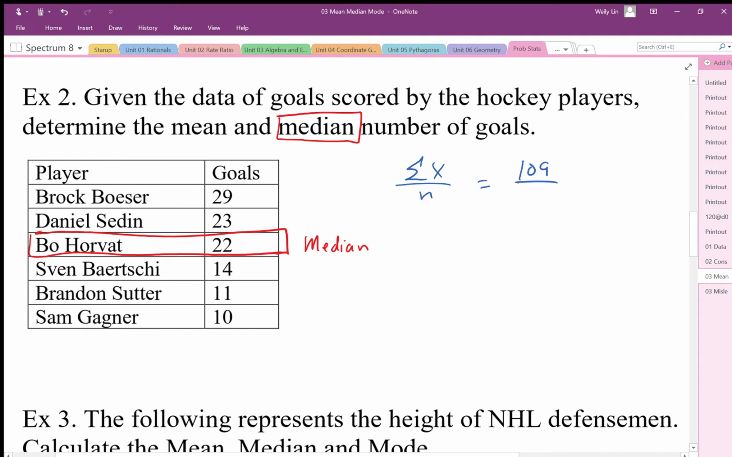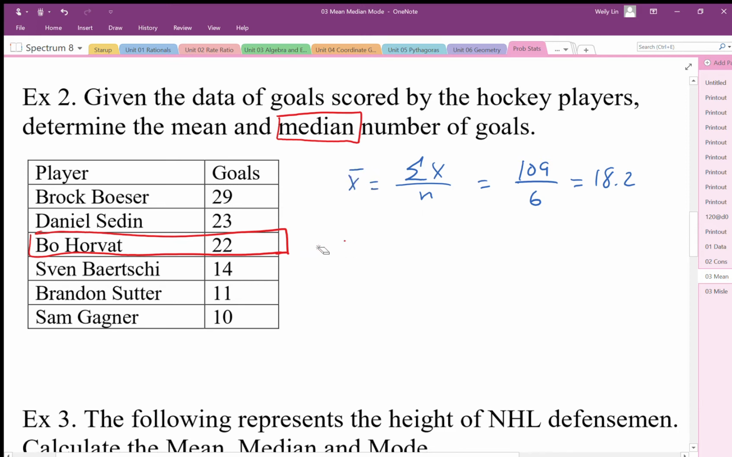109 goals, and there are... I think I made a mistake with the median, didn't I? Okay, so the number of players is 6. So the average number of goals is going to be 109 divided by 6, which is 18.2 when we round it. So 18.2 goals is my mean. Okay, so that's going to be my mean.